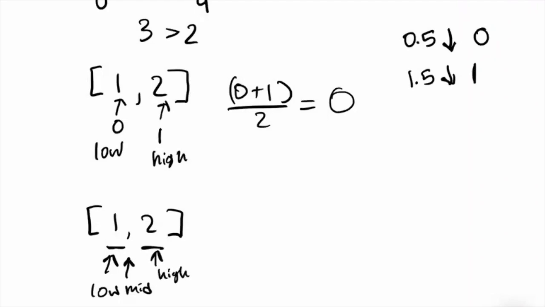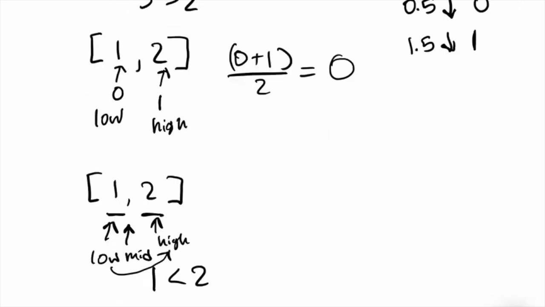So now the 0th element is our low and midpoint, and now we compare our midpoint to our target value again. 1 is the low index and midpoint. But since 1 is less than 2, the low will shift right. So that means 2 will be both low index and high index.